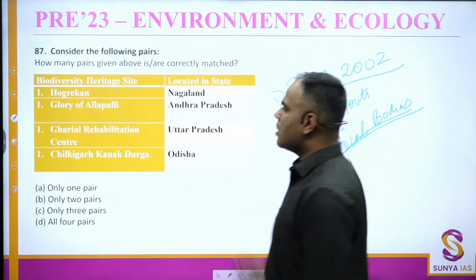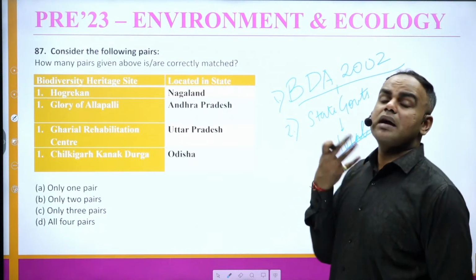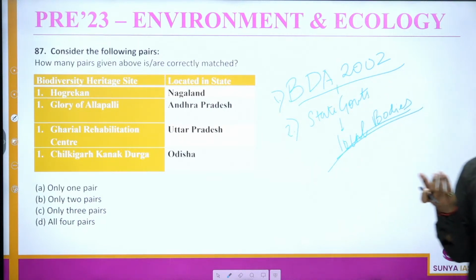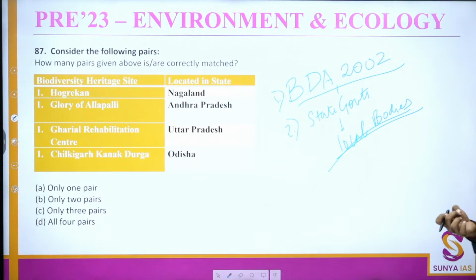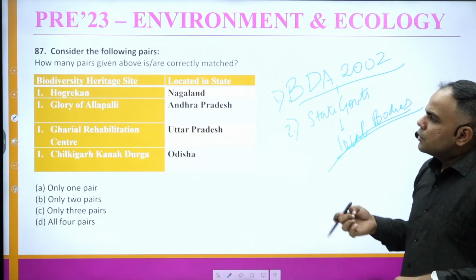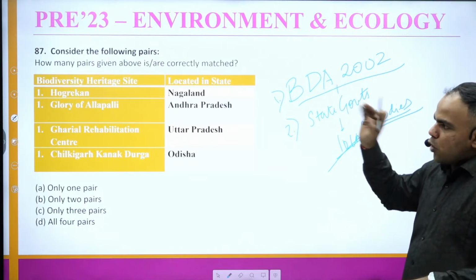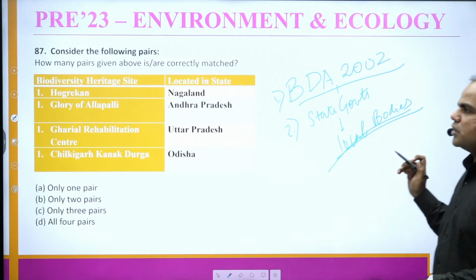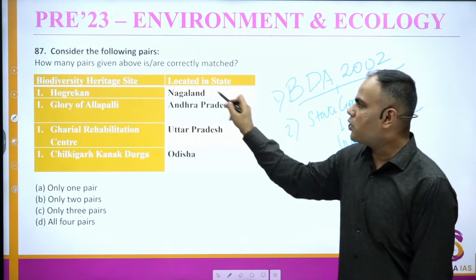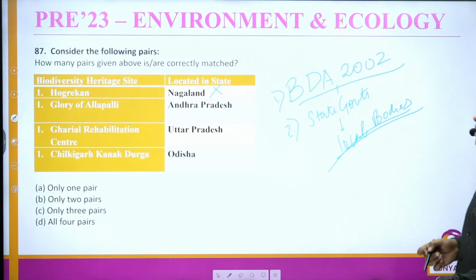And by the way, not just this, there are other biodiversity heritage sites in the news as well. So maybe that is also something that you should be aware about. Okay. So number one is Hogre Khan. Okay, so Hogre Khan is actually not present in Nagaland. This is wrongly given. Okay, it's present in Karnataka.